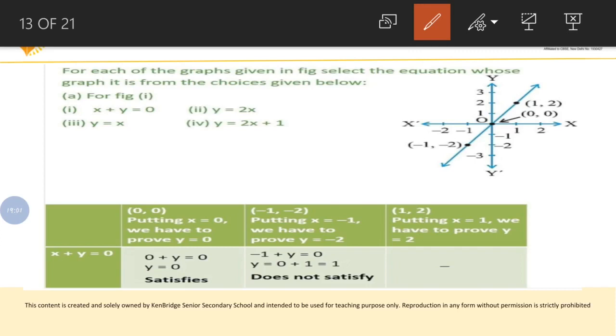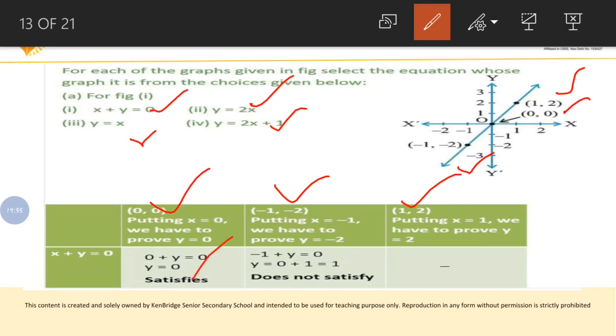Now just look at the graph given here. We have 3 points on the graph, right? One is (1, 2), (0, 0) and (-1, -2). So that we have taken in our tabular column, and we have to check all the 4 equations against these points. Okay, so first we will check x plus y is equal to 0, whether the condition is satisfied or not.